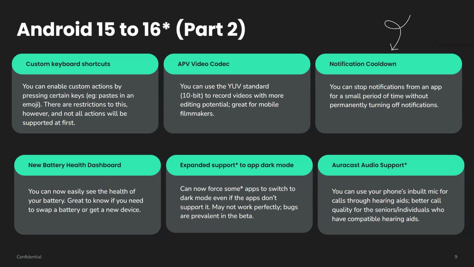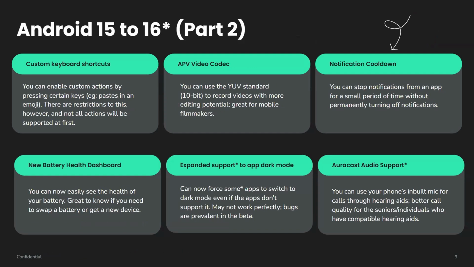There's custom keyboard shortcuts, and there's a notification cooldown. So you can time out a notification for, let's say, 15 minutes. You don't want any other notifications from a specific app for a certain amount of time. That way, you don't have to turn it off and on again all the time.